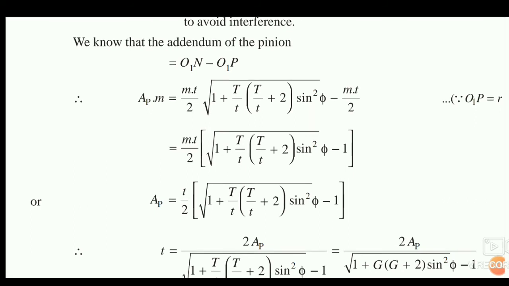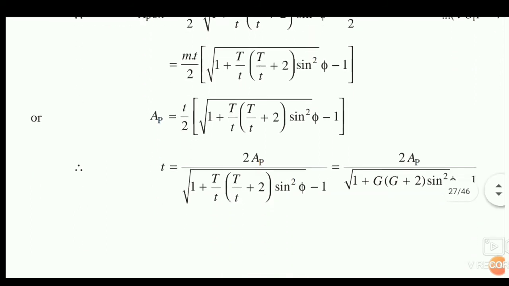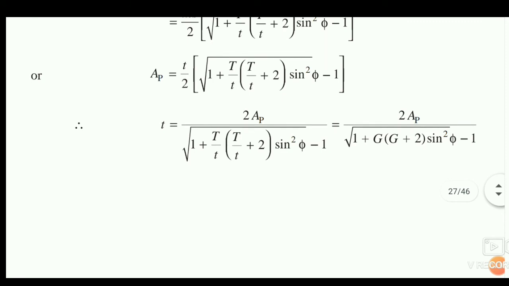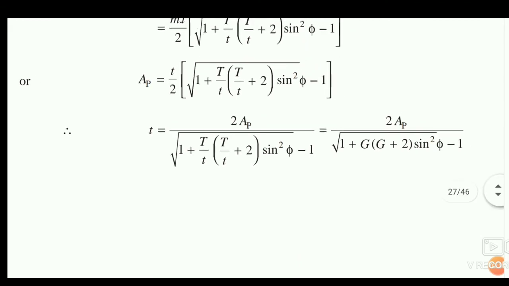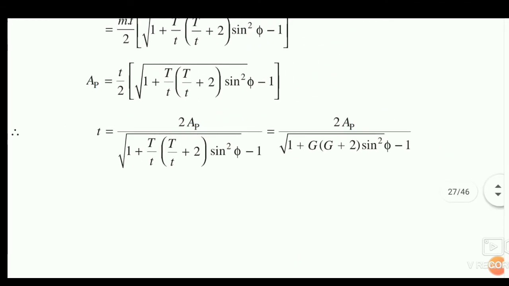Now you will keep t on one side, take all the other things on the other side, you will get a formula like this: t is equal to 2AP by 1 plus t by t. So in this formula, t by t we can substitute by G, because G is the gear ratio, that is capital T by t. So we'll get the final equation like this. So this is our required equation.